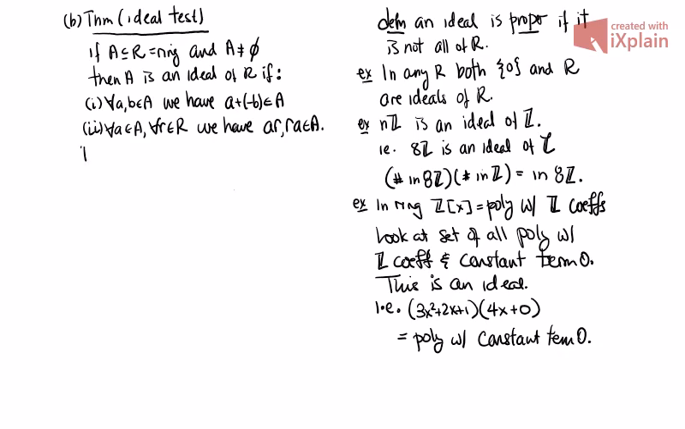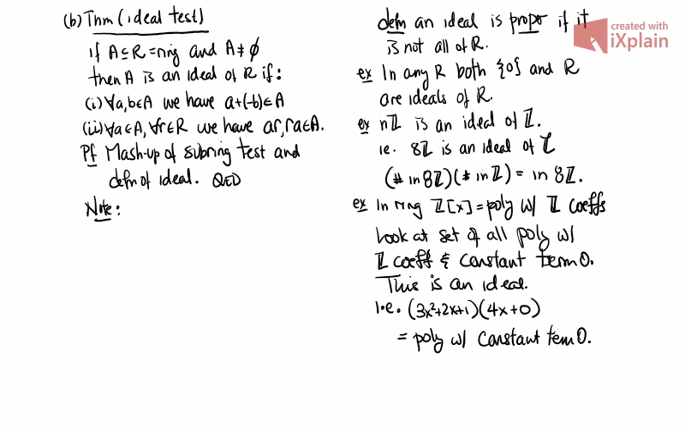So the proof of this, for what it's worth, is basically a mashup of the subring test and the definition of an ideal. In other words, a combination of those two. I won't go through a formal proof of it. The point being is the note here, we won't use it much, if at all. I'm going to mention it briefly in a minute, and then possibly never again.